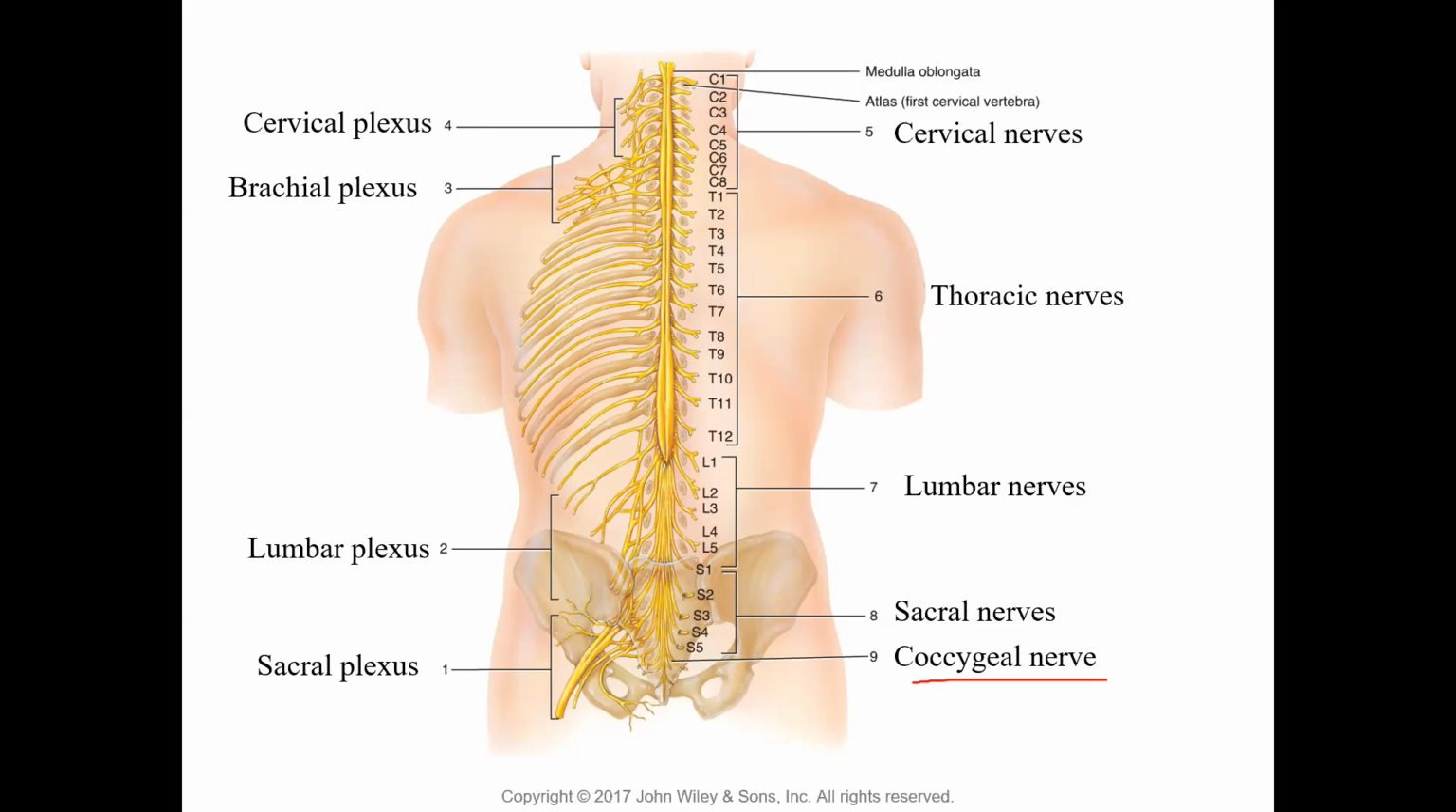Now T1 to T12, the thoracic spinal nerves, do not form a plexus, all right? Then L1 to L4, we have the lumbar plexus. L4 to S4 is the sacral plexus, all right? So those are your levels of different plexus.